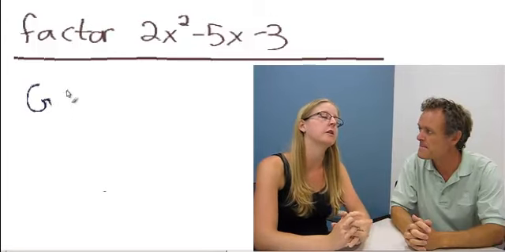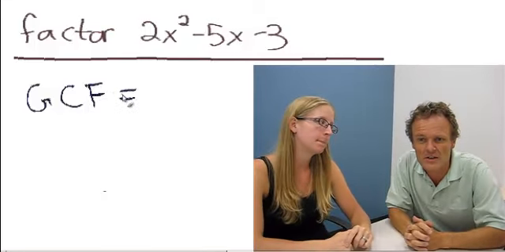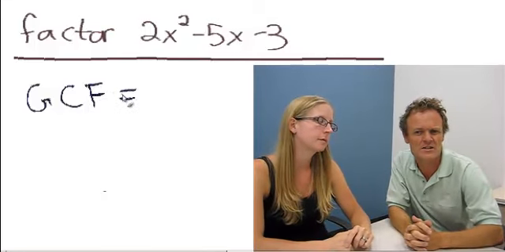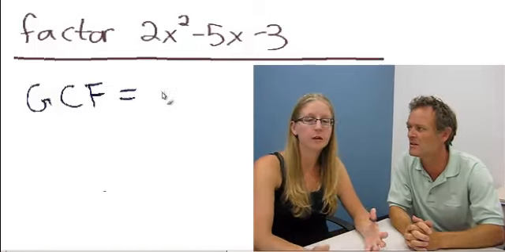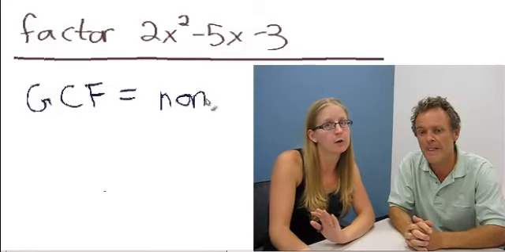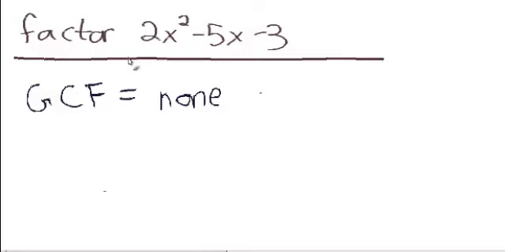First thing you always ask yourself is whether there's a greatest common factor. When I look at that, I can't factor an x out, since there's no x in the last term, and I can't see any numbers to divide by. There's nothing in common. When there's none, there's none. So we have no greatest common factor, and now we move on to the next step, called the AC method.